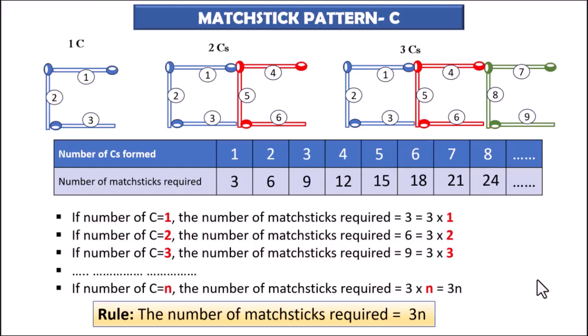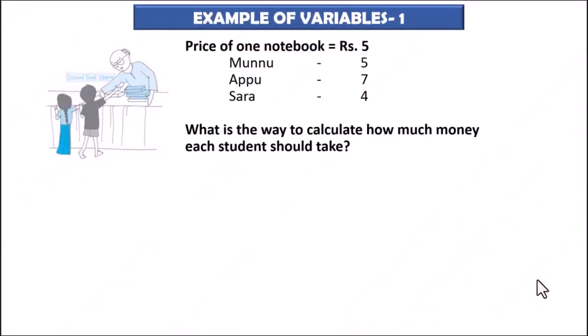Now we will go to the next example. Suppose some students are going to buy notebooks from their school bookshop. The price of one notebook is 5 rupees. Munnu wants 5 notebooks, Appu wants 7 notebooks, and Sara wants 4 notebooks. What is the way to calculate how much money each student should take?